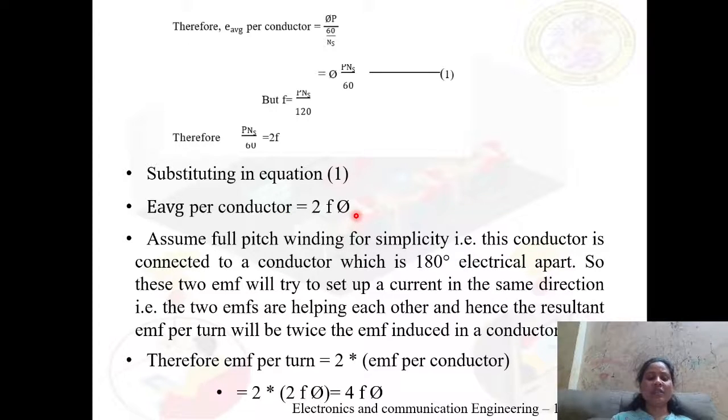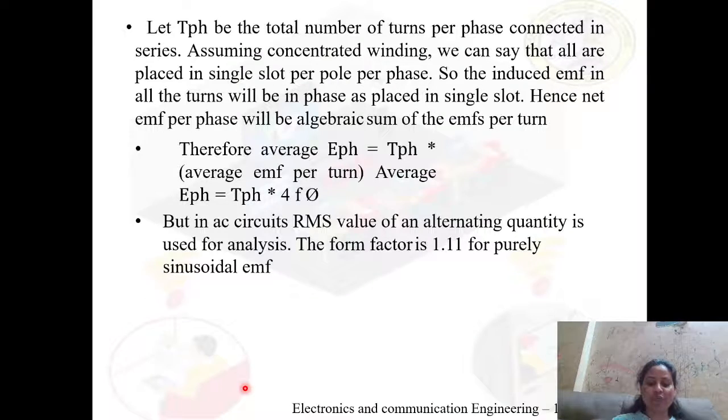Now let us see the EMF induced in a single turn, and then we have to take the EMF induced in a single phase. We know that in a single turn there will be two conductors placed. Therefore, EMF induced per turn can be taken as 2 times the EMF induced in a single conductor. The EMF induced in a single conductor is 2f into phi. Multiply this with 2, and that will give us the EMF in a single turn, which is 4f into phi.